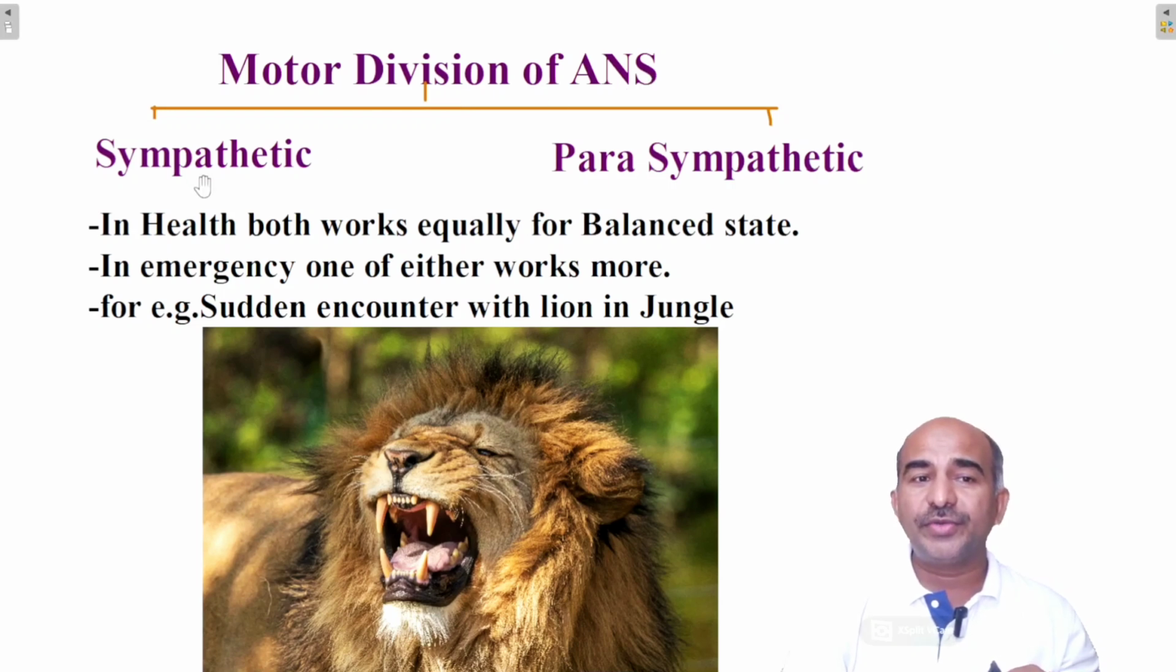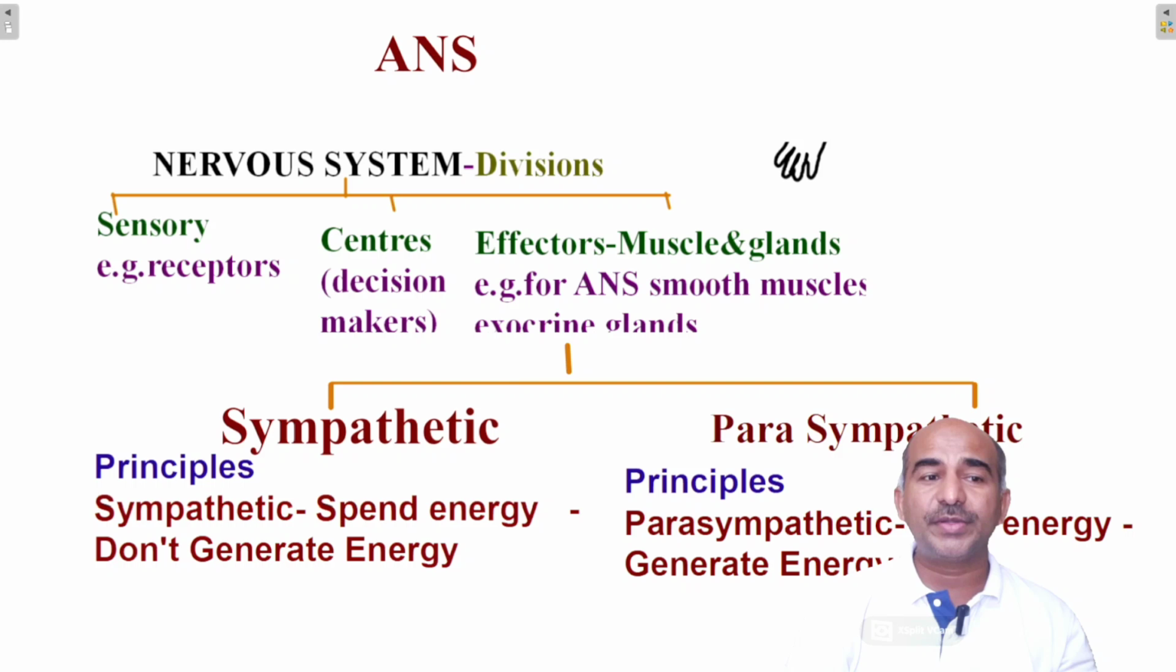I told you about the motor division of the ANS. First, the motor division of the ANS will have sympathetic and parasympathetic divisions. In health, both work equally balanced. In an emergency, either one works more, like an encounter with a lion, the example I just told you. Now, what is the principle of why they function?